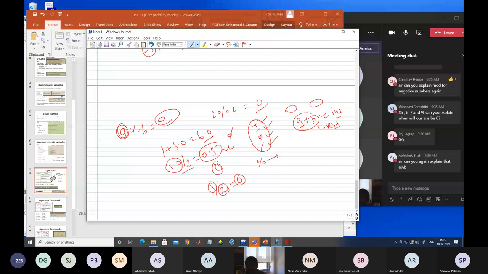Try to understand what I am saying. In the case of division, if both values are integers, then the output is always an integer. If any one of the values is a float, then the output will be a real number. It will come as a float number. Clear?